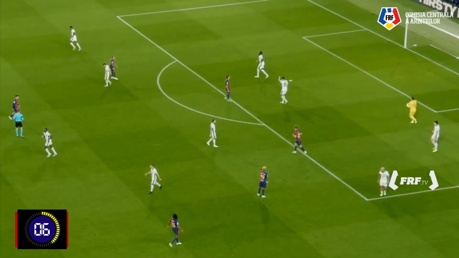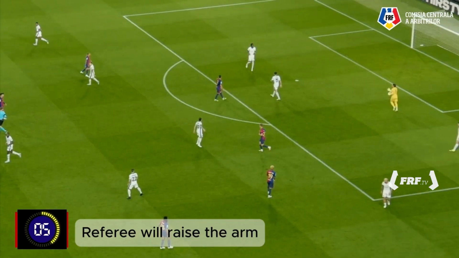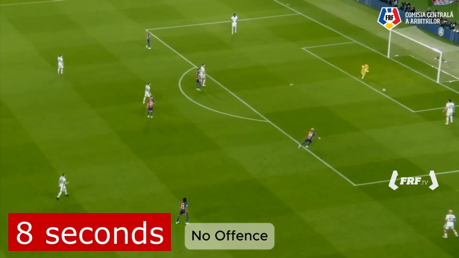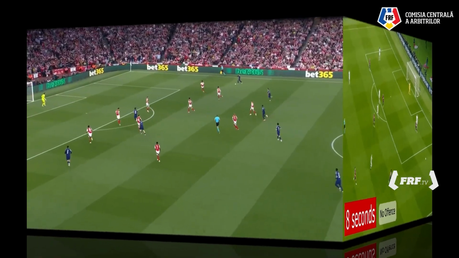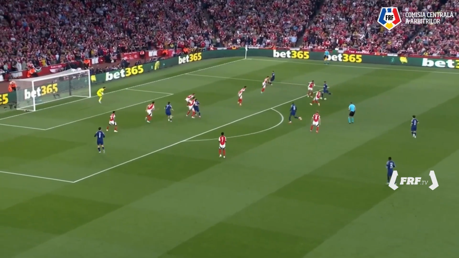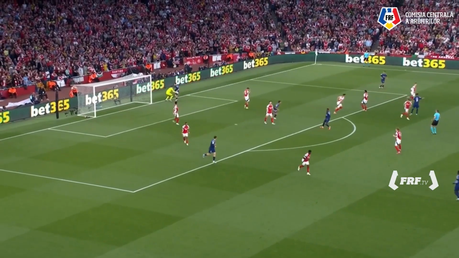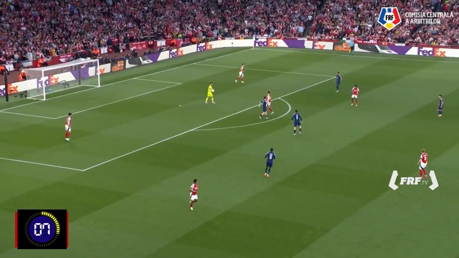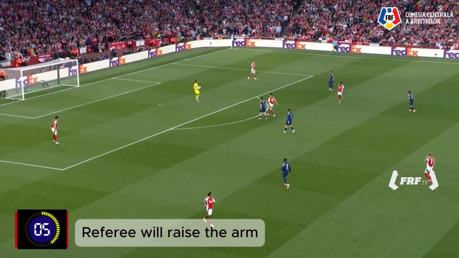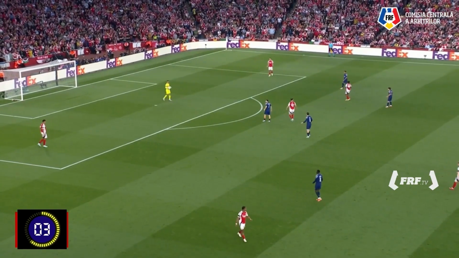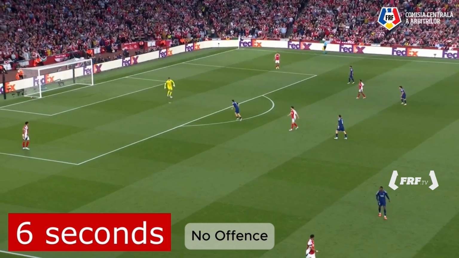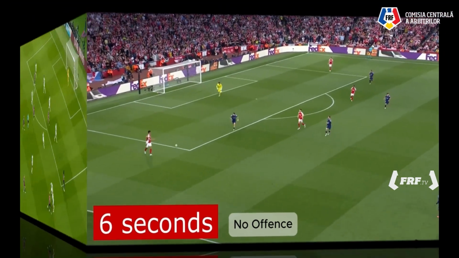I will show you some examples. So if you see here, for example, we need to start to count when the goalkeeper is totally unobstructed by an opponent. As you see now, we start to count from this moment. The referee has to start to count in his mind for the first 3 seconds. And then after this, as you say, 8, 7, 6, the referee must raise the arm and start to count the 5 last seconds. As you see now, the player is already at the limit. No offense, it is good, we continue.